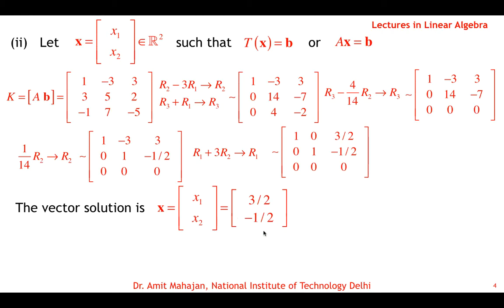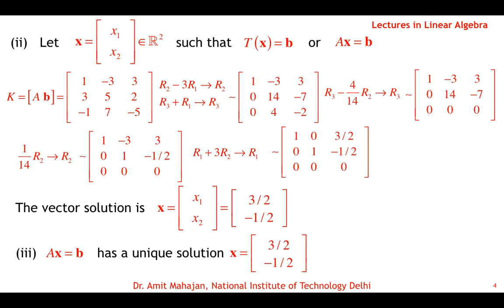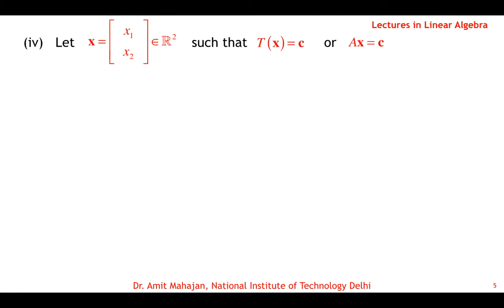is in R2. Now the third part was whether there are more than one vectors which satisfy Ax is equal to B. So the answer is that clearly, from the second part, there is only one vector, okay. So Ax is equal to B has a unique solution, x is equal to 3 by 2, minus 1 by 2, okay. And in the fourth part we have to see whether C has a pre-image, so we have to solve Ax is equal to C, a similar process, okay.